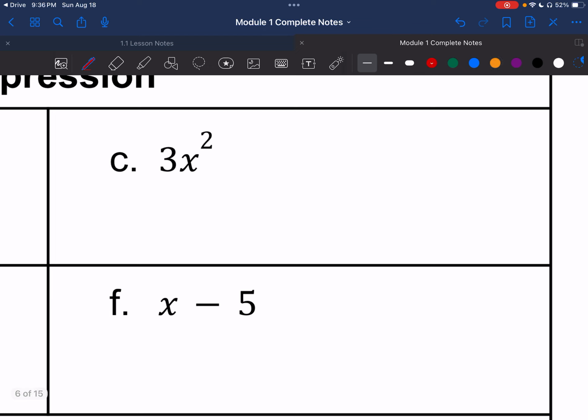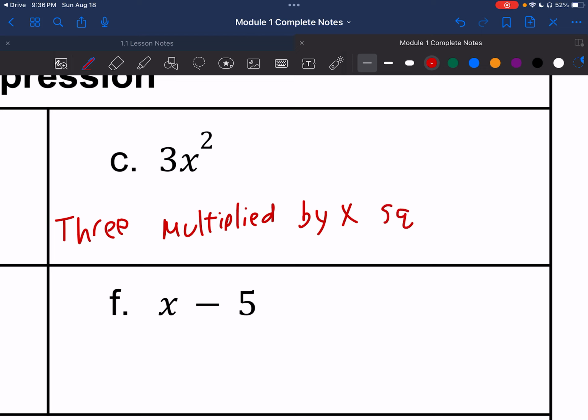So letter C, let's write it in that pattern. So we're going to say 3, and we are multiplying that. So 3 multiplied by x, and we are to the second power, and the mathematical way of saying to the second power would be squared. So the total phrase would be 3 multiplied by x squared.